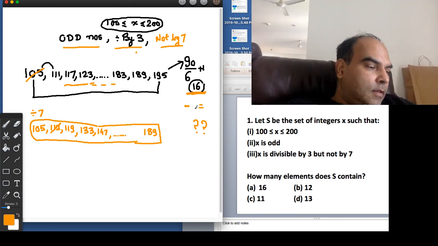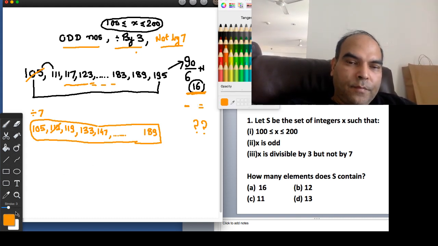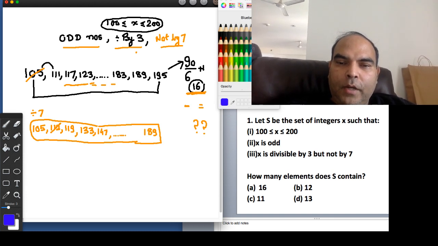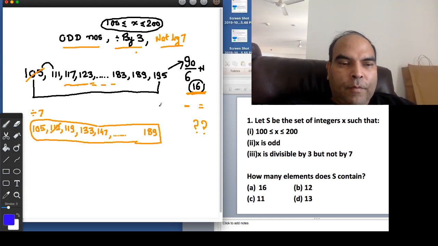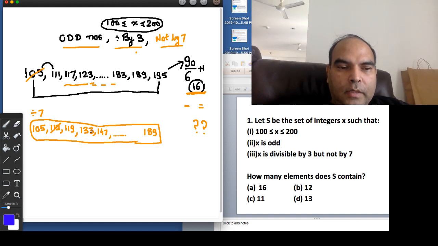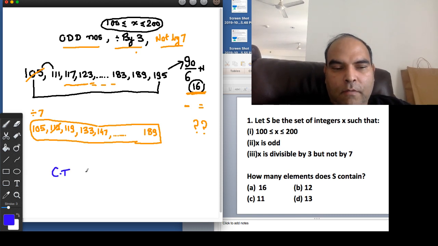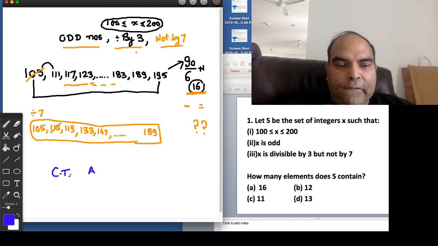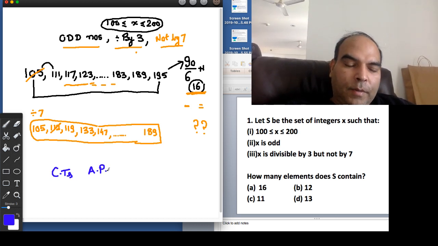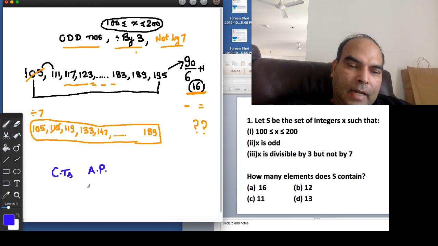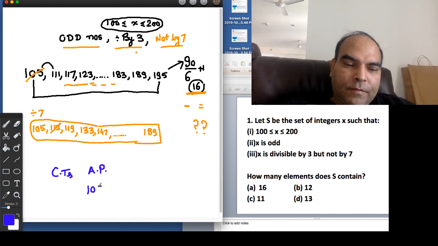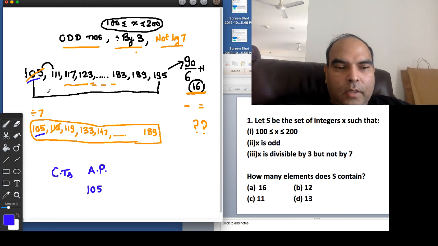And for two APs, the best way to find the number of terms common is to understand that the common terms between the APs will also be an arithmetic progression. That arithmetic progression will have its first term as 105, which we already see is there in both. The key is the next term.